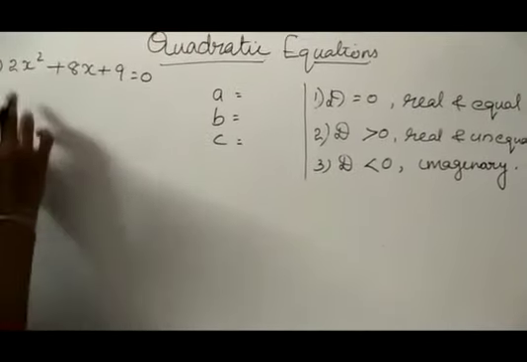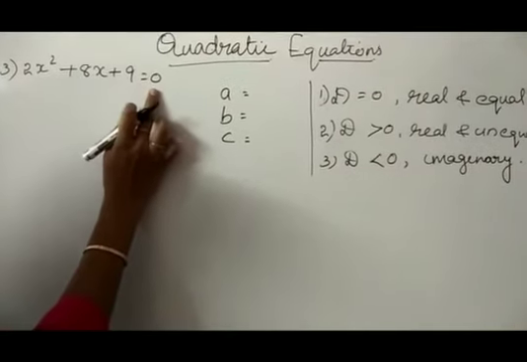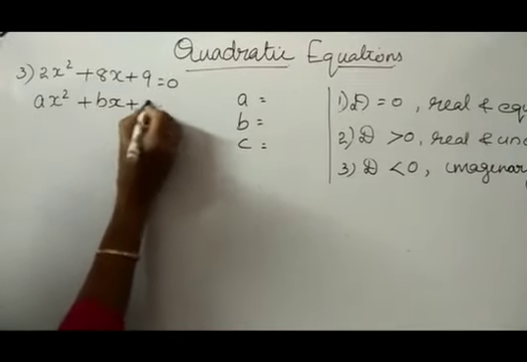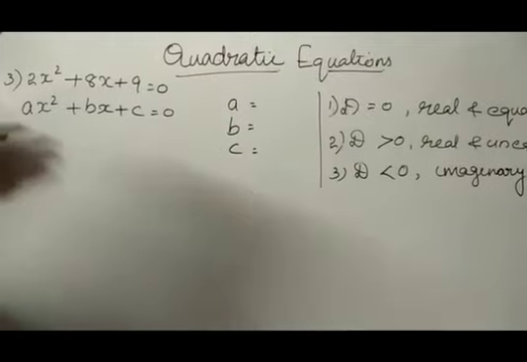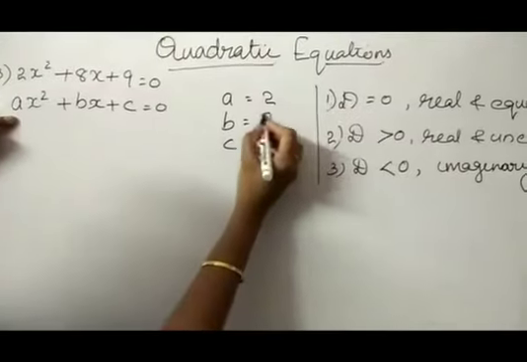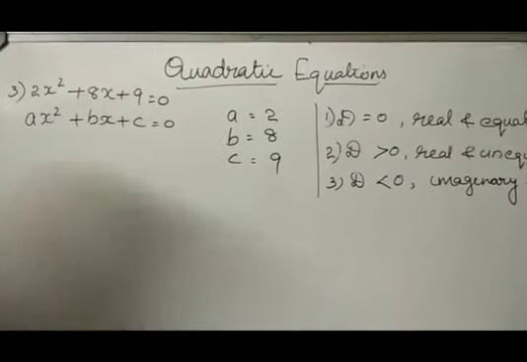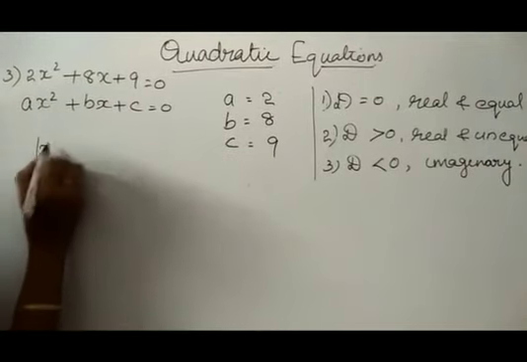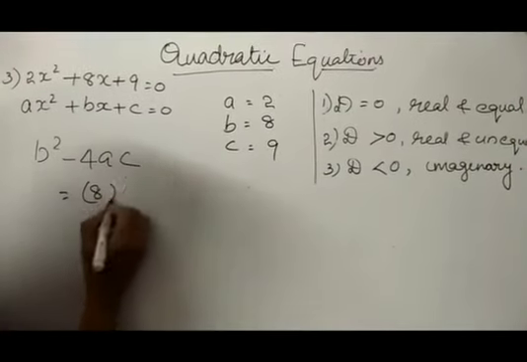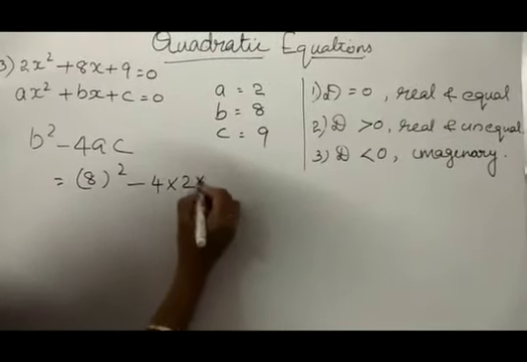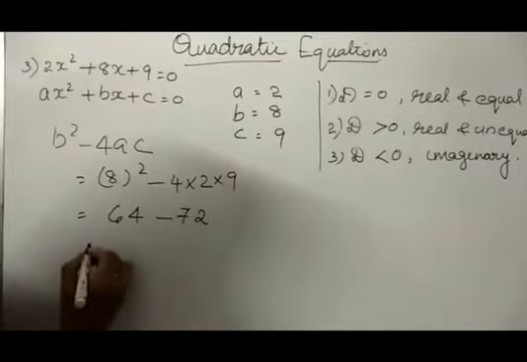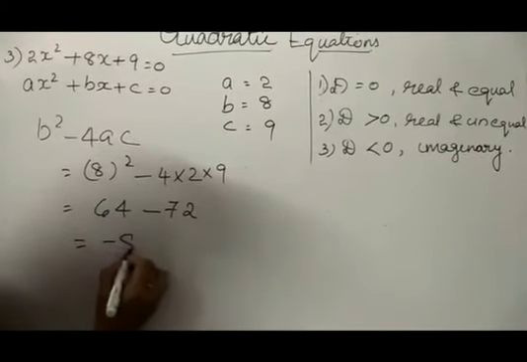Consider another example: 2x square plus 8x plus 9 is equal to 0. Compare this with the standard form ax square plus bx plus c is equal to 0. So the values of a, b, c are: a is equal to 2, b is equal to 8 and c is equal to 9. Let's substitute these values in the discriminant b square minus 4ac. You will get 8 square minus 4 into 2 into 9. So that's equal to 64 minus 72, that is equal to minus 8.